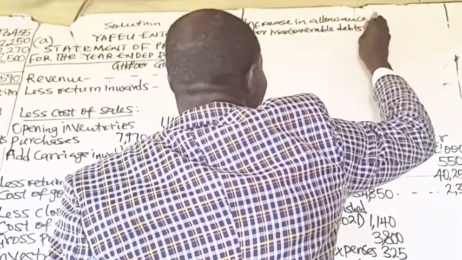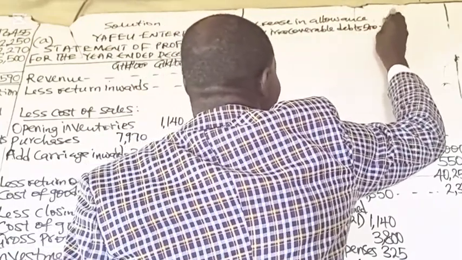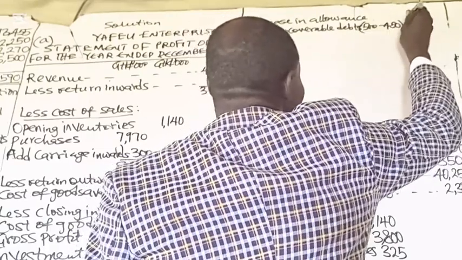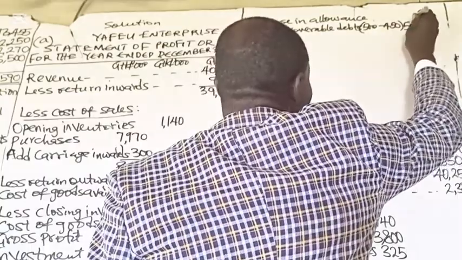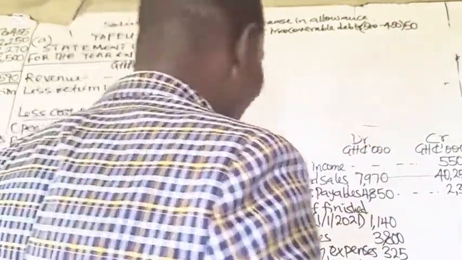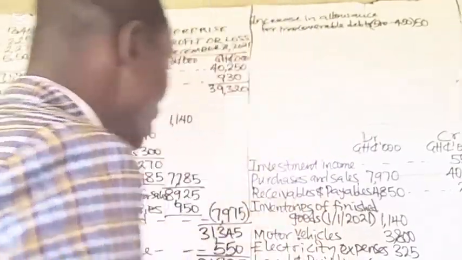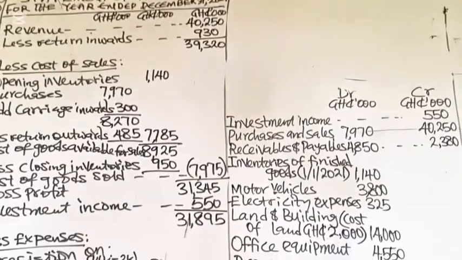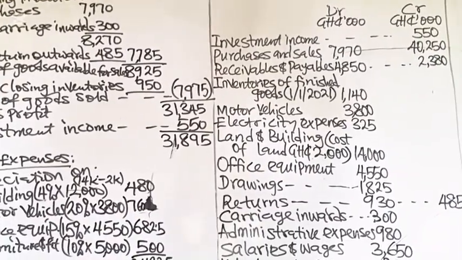The 500,000 given in the note minus 450 given in the trial balance, you have the difference of 50,000. That is the amount of increase for the period. And I've told you that the increase in allowance for irrecoverable debts should be charged as an expense in the statement of profit or loss. Now let's go through the trial balance.